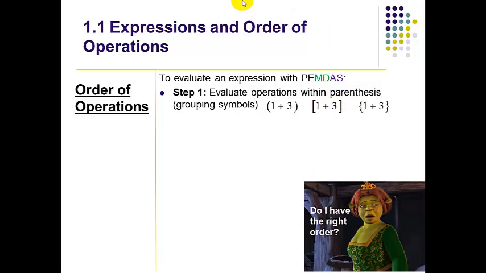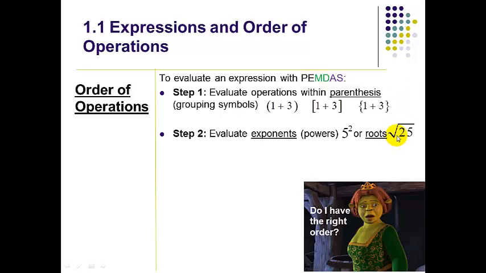The second thing we want to look for is our exponents. And what those are are our powers and our roots. Remember that little fun thing, the square root of 25? Anybody remember what that is? It's 5. And 5 to the second power, no, it's not 10. 5 to the second power is 25. So we want to look through our expression and see if there's anything regarding exponents or roots.